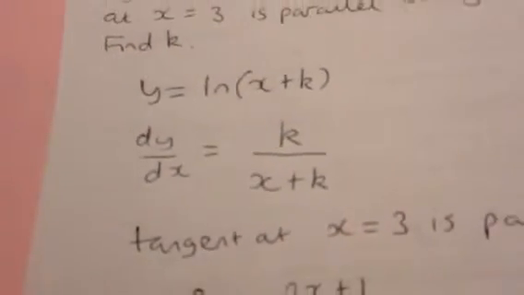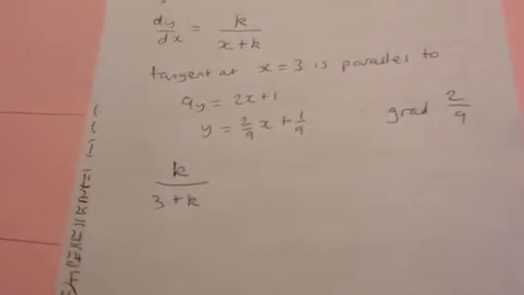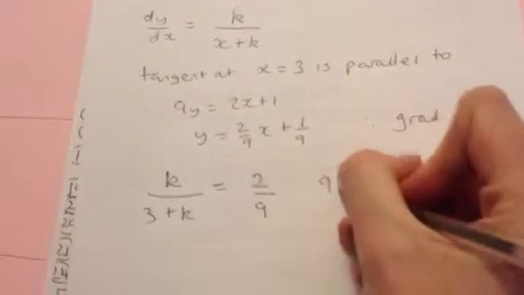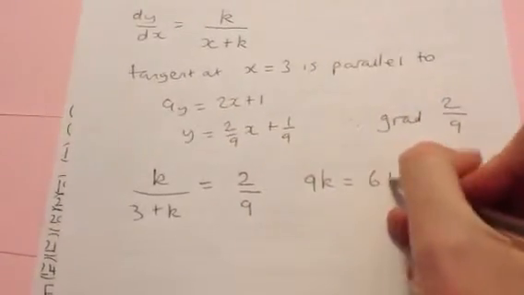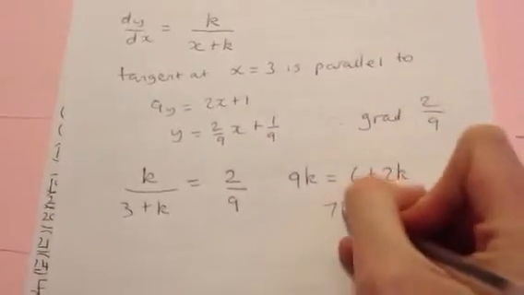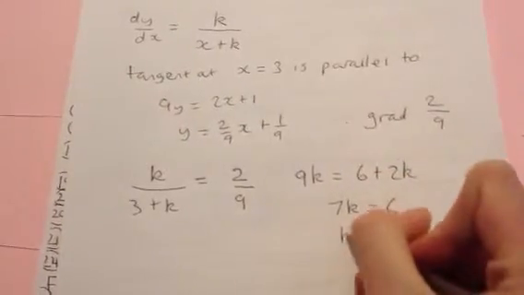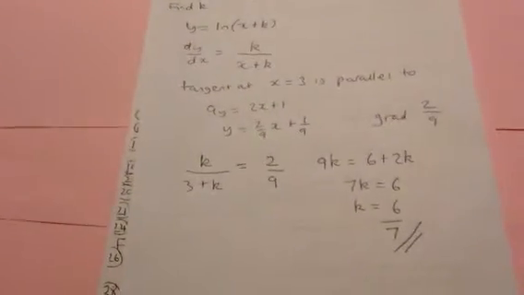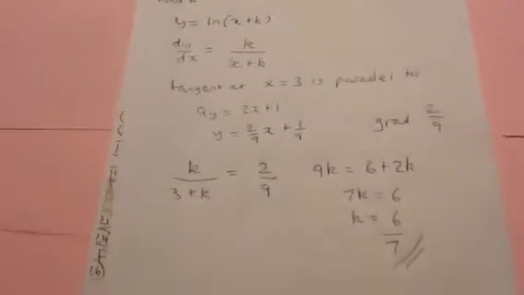Now if you don't understand that, it's because the gradient is always 1 over (x plus k), but we want it at x equals 3. So the gradient at x equals 3 is 1 over (3 plus k), but we just found out it's 2 ninths. Now I do a little bit of cross multiplication there, so you get 9 equals 6 plus 2k, 2k equals 3, so k is 3 halves. And that was a 4 marker that I reckon if you don't do the differentiation properly, because it's a bit of a dodgy differentiation, then you will mess up on that question.